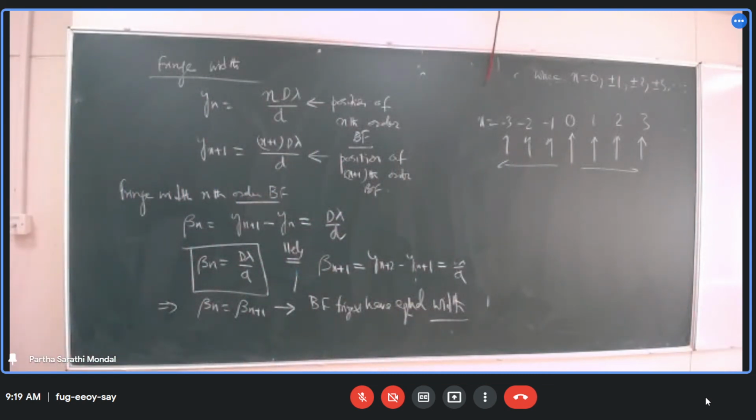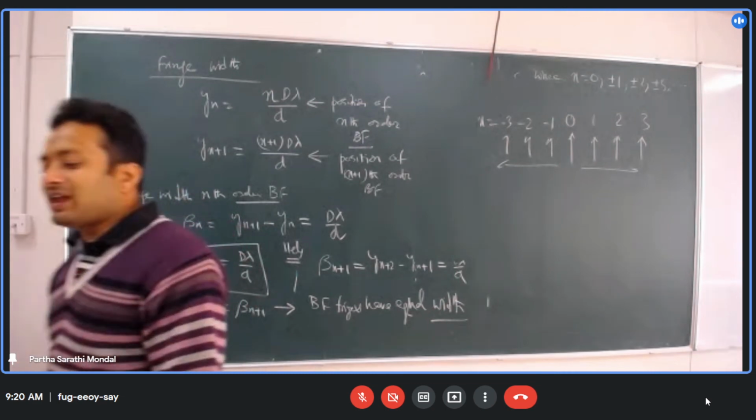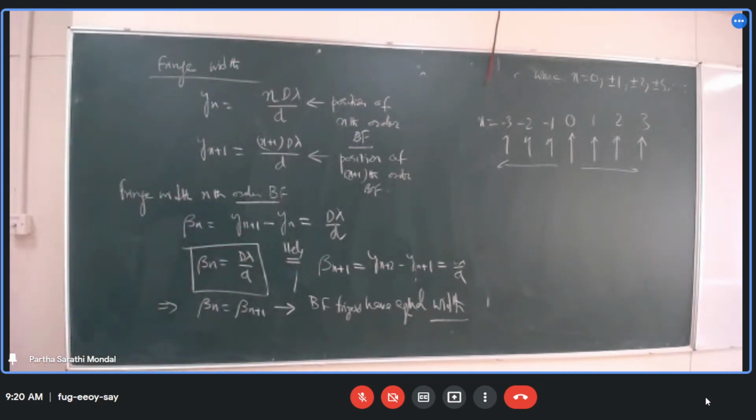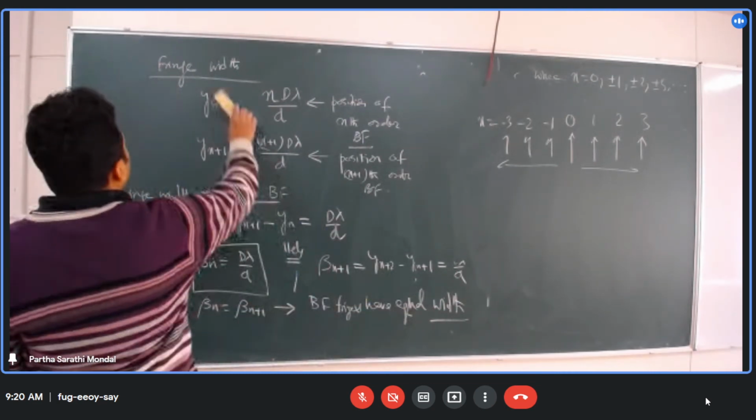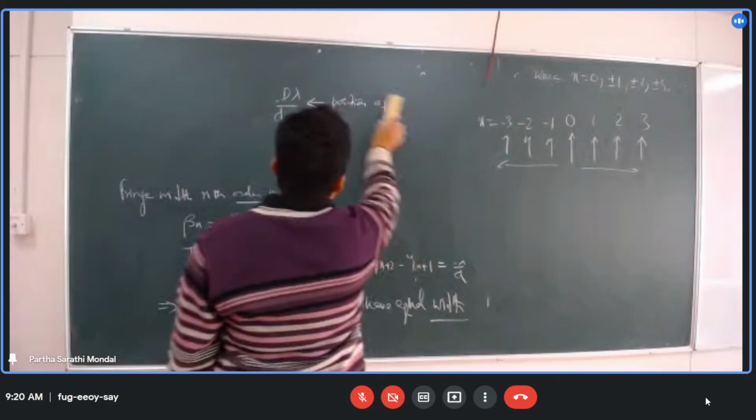So now, see, a similar calculation you can carry out for the dark fringe also. Okay, so you don't need to do the dark fringe condition now, because they are the same. But still, I will tell you how to do it. You can do it in a similar way.